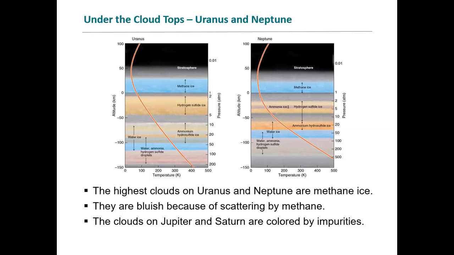And obviously impurities can make the different colors as well. So if you don't have exactly methane, it's not going to be exactly the same blue every time you look at it. Similarly with the different bands and colors that you see on Jupiter. The highest clouds of Uranus and Neptune are methane ice. They are bluish because of the scattering by methane, and the clouds on Jupiter and Saturn are colored by the impurities.